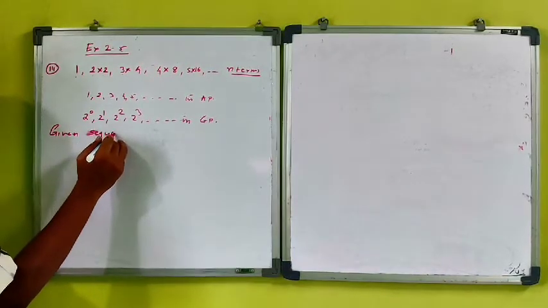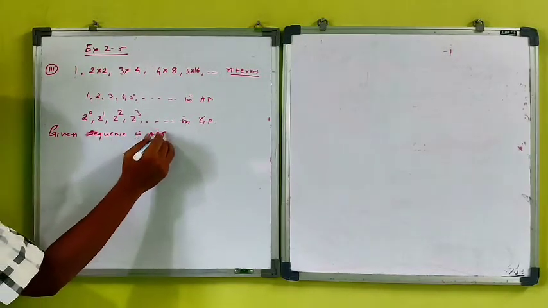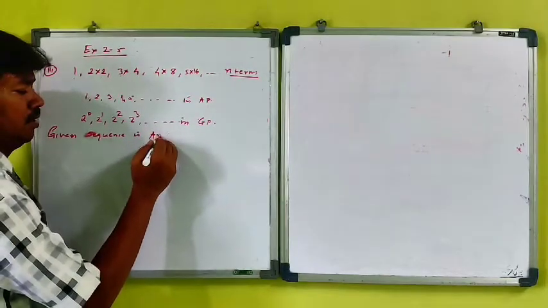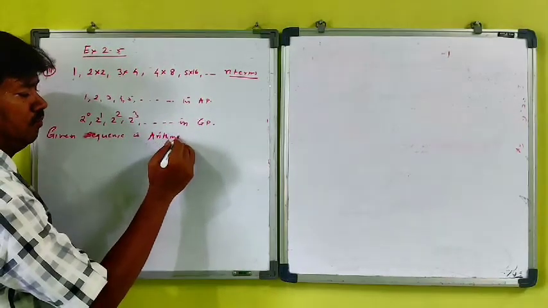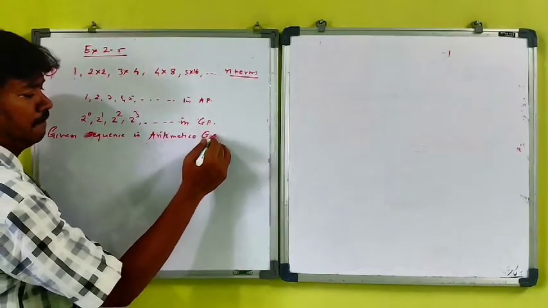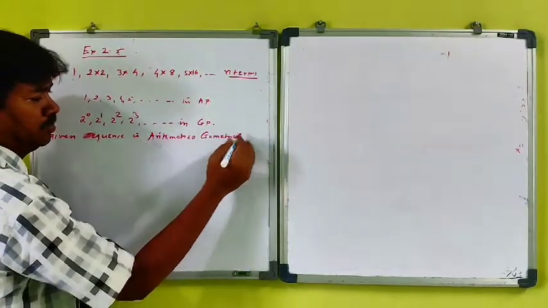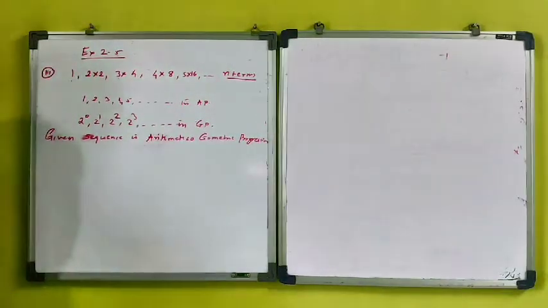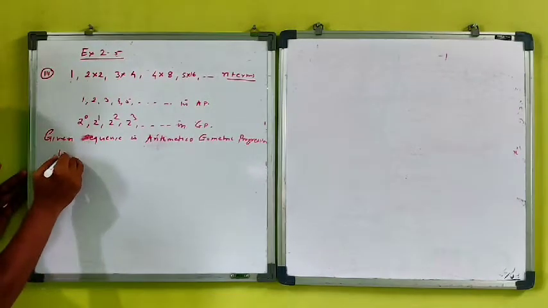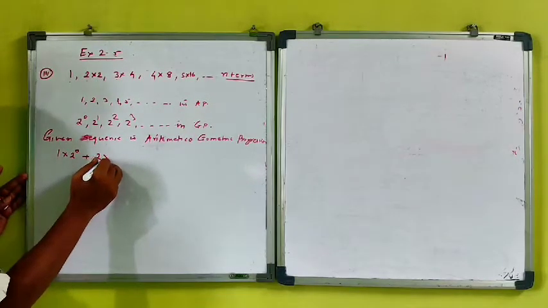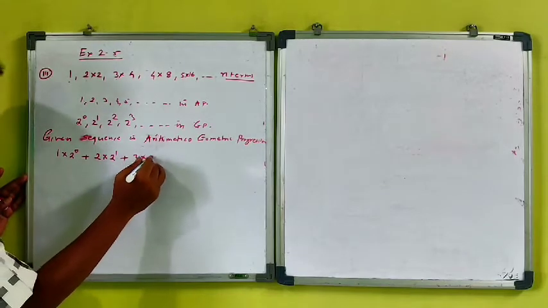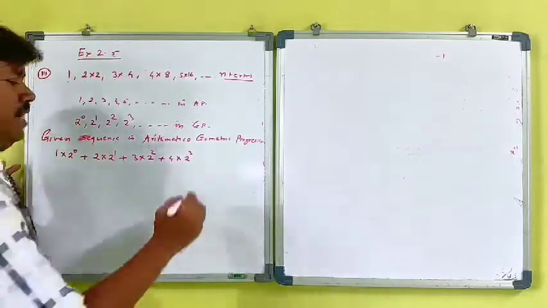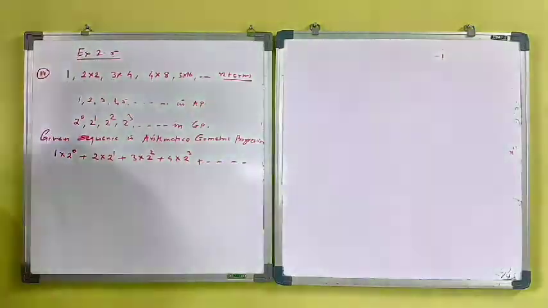So the given sequence is in AGP form, that is arithmetico-geometric progression. This is AGP, and that is nothing but 1 into 2 raised to 0 plus 2 into 2 raised to 1 plus 3 into 2 square plus 4 into 2 cube and so on, like this.